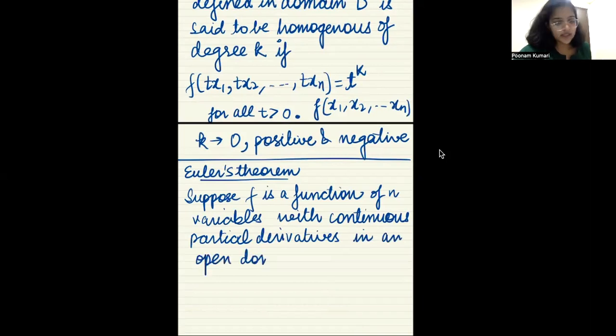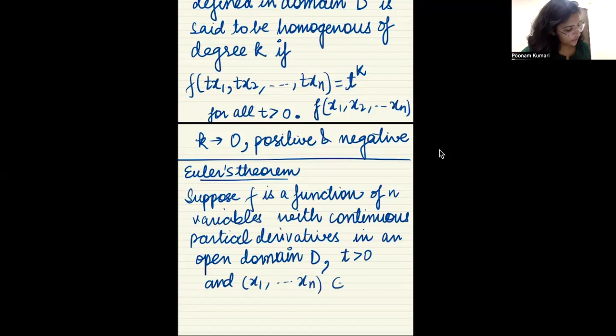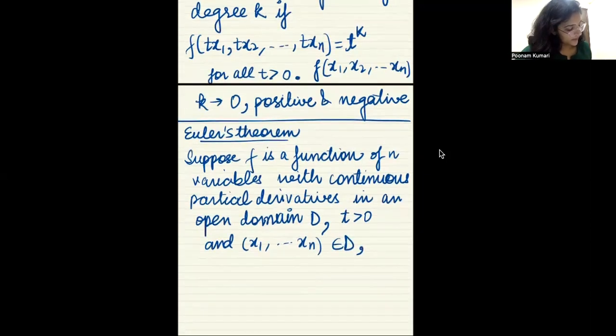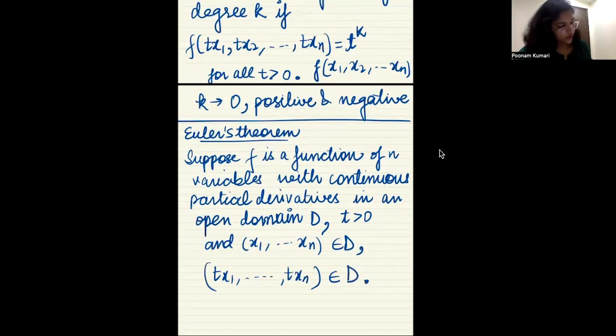Open set, closed set, what those are, we will study later. So you don't need to worry about that right now. Open domain D such that if t is greater than 0 and if x1 up to xn is a point in the domain, that means t times x1 up to t times xn should also belong to D. So what is the condition here?